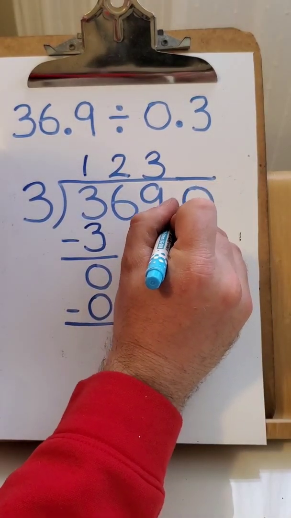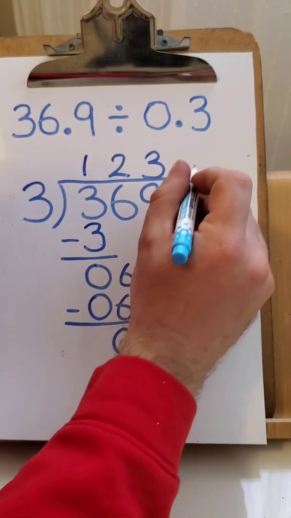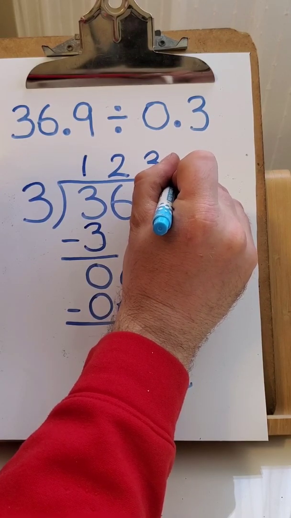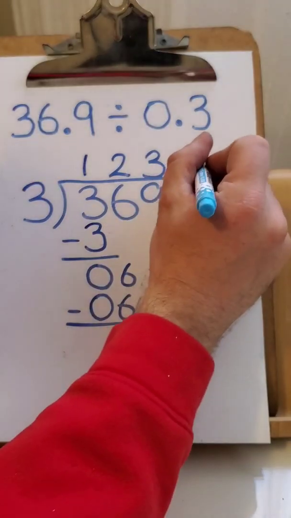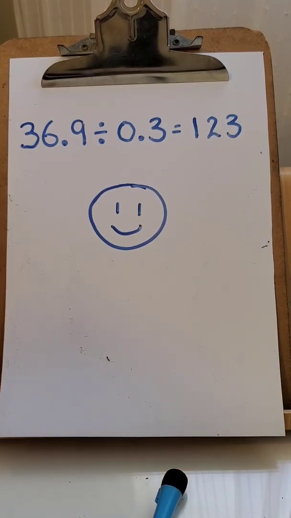So I'll finish the question by replacing the decimal above the dividend in the quotient in the same position. So that's step 4. 123 is the quotient. So what that means is that 36.9 divided by 0.3 is 123. The quotient is 123.